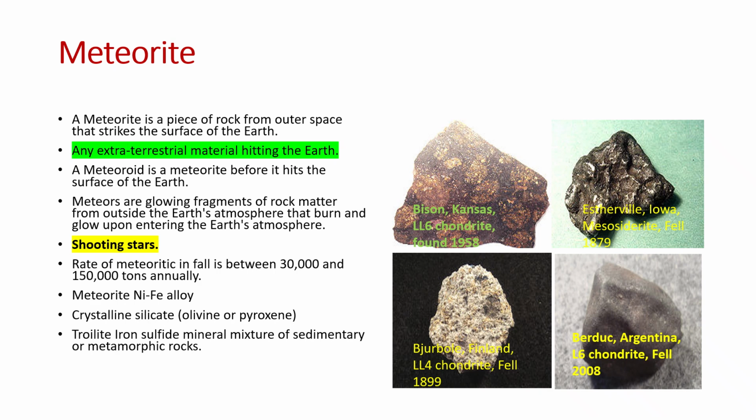So they have classification like iron meteorites, stony meteorites, and stony iron meteorites, and they may consist of nickel iron alloy, crystalline silicates like olivine or pyroxene, and troilite, an iron sulfide mineral, or a mixture of sedimentary or metamorphic rocks. So these are different meteorites which hit the earth.